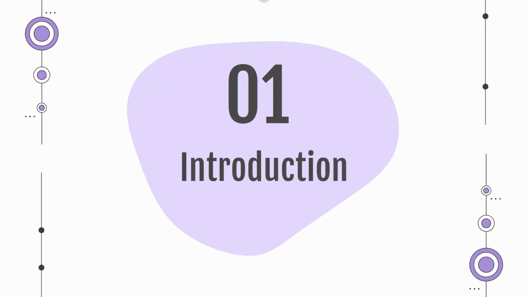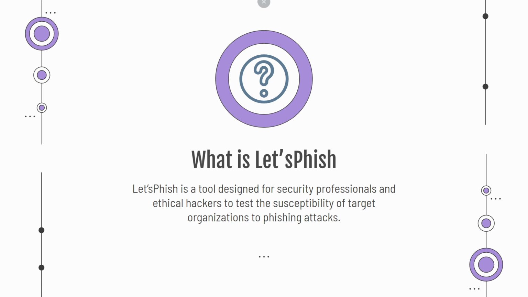Let's begin. So what is Let'sPhish? Well, Let'sPhish is a tool designed for security professionals and ethical hackers to test the susceptibility of the target organization to phishing attacks. It does so by mimicking the email structure and content of any target organization during phishing or red team exercises. It streamlines reconnaissance effort to generate well-written emails with no grammatical error, ultimately enhancing the effectiveness of phishing campaigns while minimizing research time.